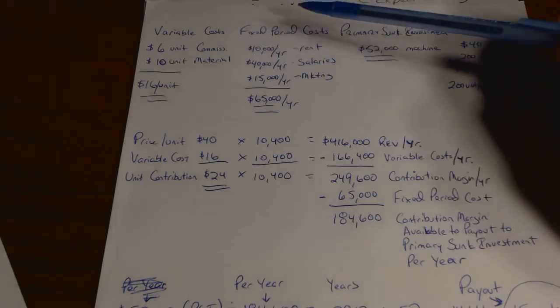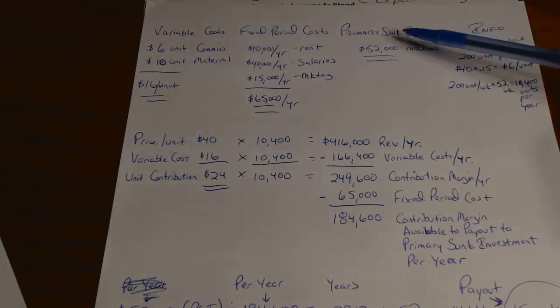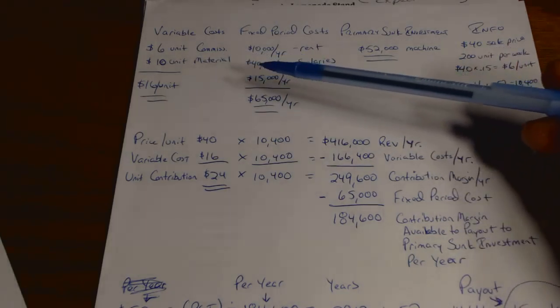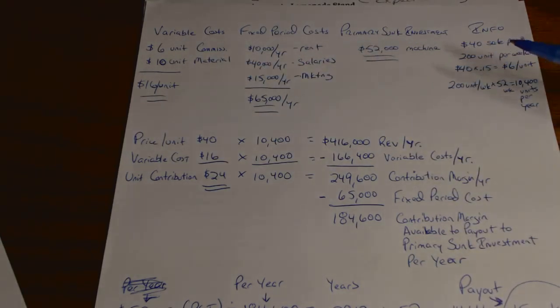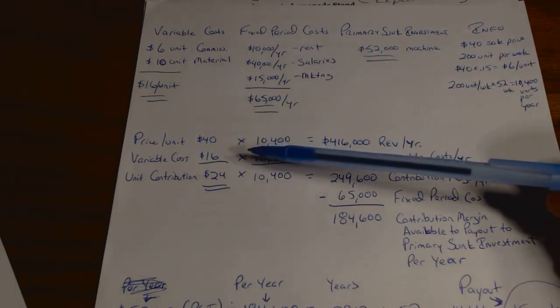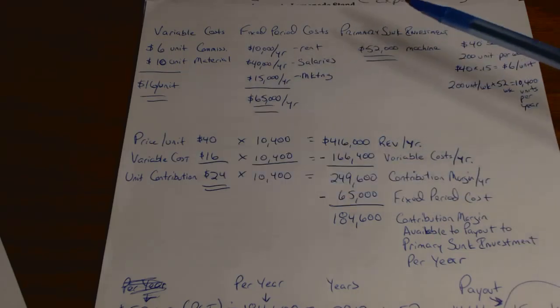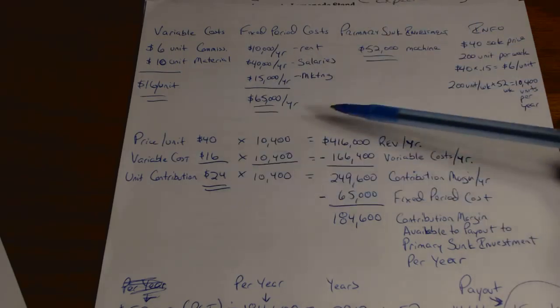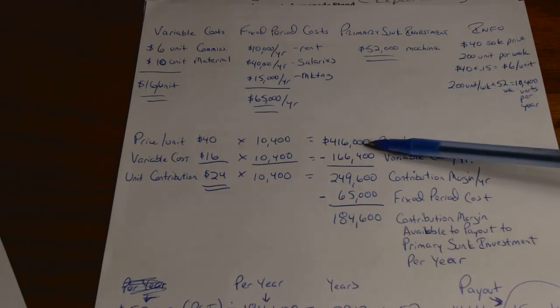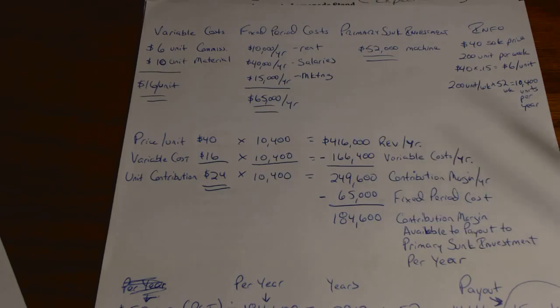Variable cost, fixed period cost, primary sunk investment, and then what other information they give you that you can actually use to figure out some of this stuff. I would do it that way. Then you're separating everything and you've got everything right. Once you've got this information, you can figure out the unit contribution per unit. In this case, on the one problem that we did, we did it annually, remember? You can just go back to the video to look for this.